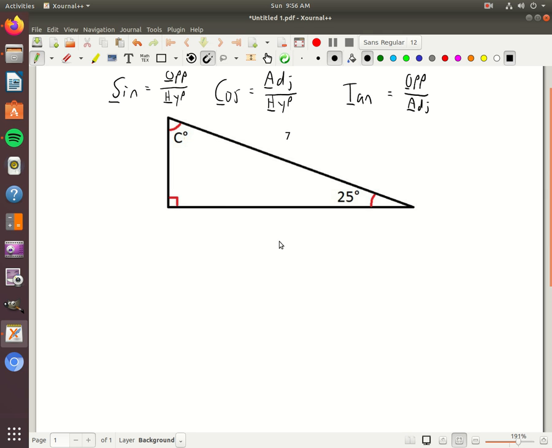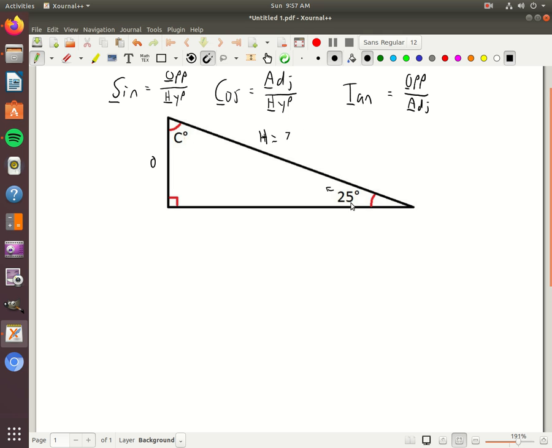Now, the thing about trig is you can start from 25 or from C, it doesn't matter, but it is going to change the ratios that you set up. So just be aware of what you're working on. We're going to start at 25 for this example, so I know that if I go all the way across, this is going to be my opposite. My hypotenuse is the longest side, and it's across from the 90-degree angle. Hopefully you know that. They're telling me that my hypotenuse equals 7 in this problem. And then finally, the last thing is the adjacent.